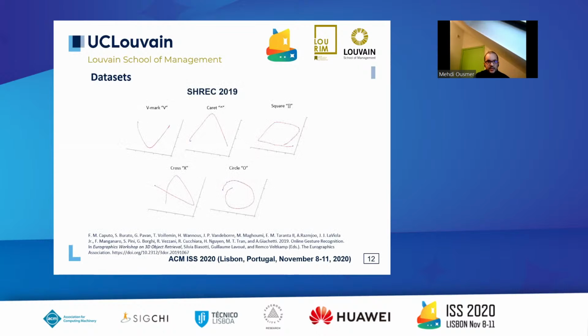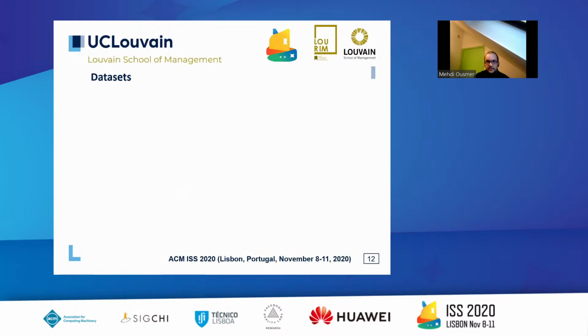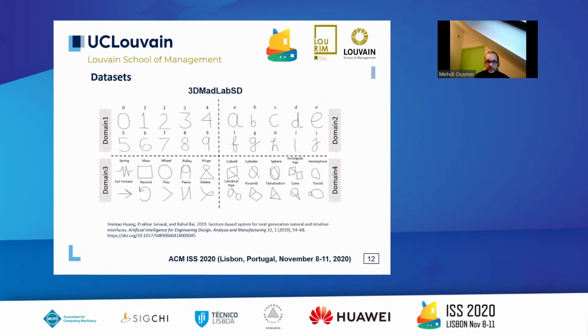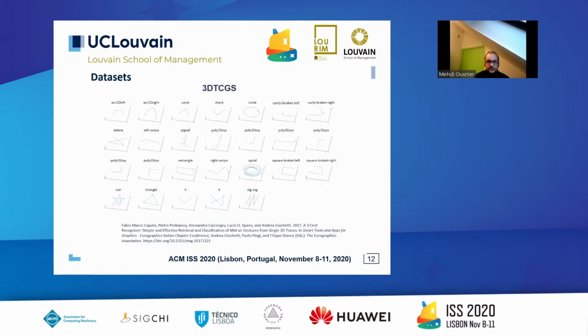During this experimentation, we used 3 datasets. The first one is the Shrek 2019, a recent dataset with 5 gesture classes. The second is the 3D MATLAB SD, which is composed of 4 subsets or domains with in total 40 gesture classes. And the last one is the 3D TCGS with 26 gesture classes.